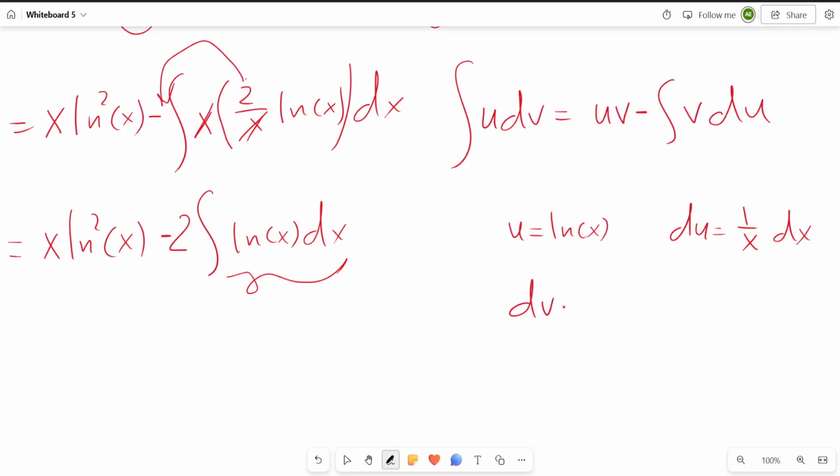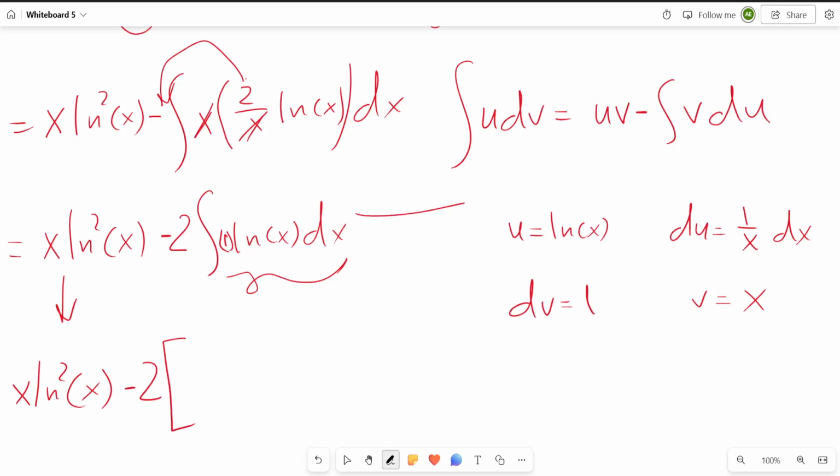My dv, again, because this is the same as 1 multiplying ln x, I'm going to choose as 1. That will give me a v value of x. Again, I will use the same formula, but I will rewrite this part: x ln squared of x minus 2 times the integration of ln of x, which is going to be integrated by parts again.